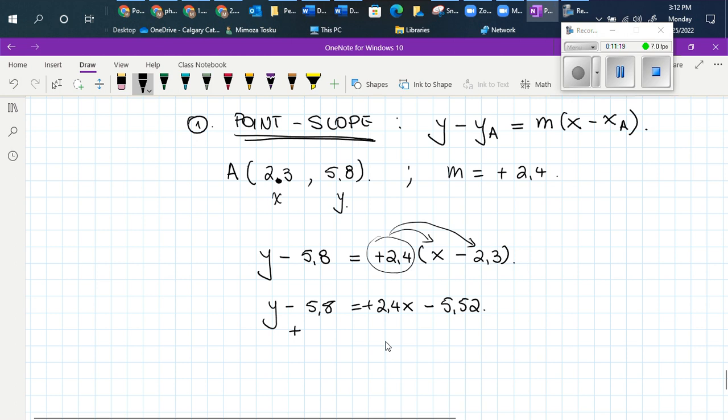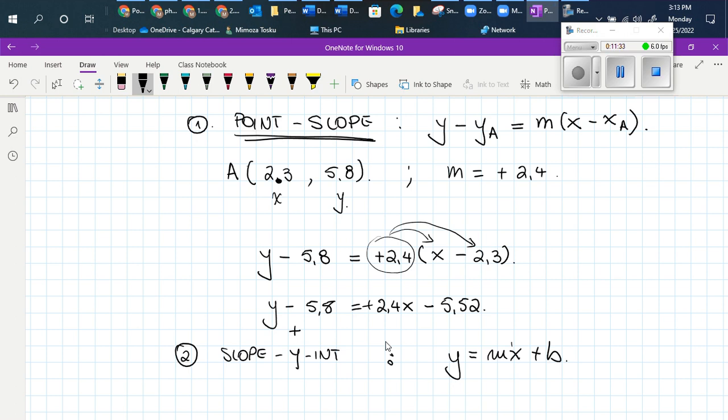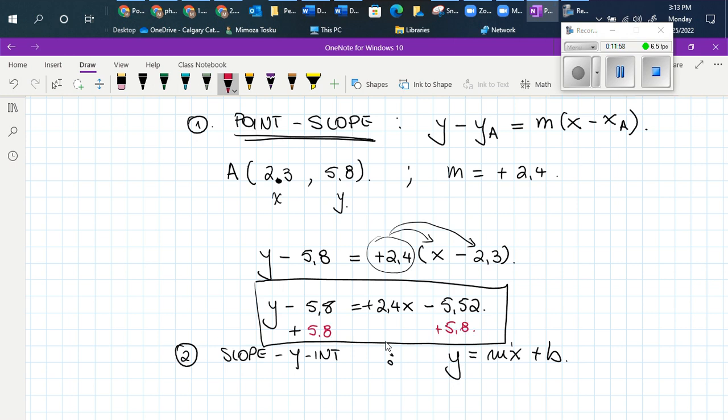To write it into slope y-intercept form, we will write it into y is equal to mx plus b, where m is the slope and b is the y-intercept. In other words, we will leave the y on its own, without adding or subtracting anything. So to cancel the negative 5.8, we add 5.8 on both sides.